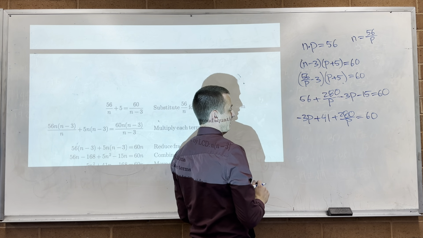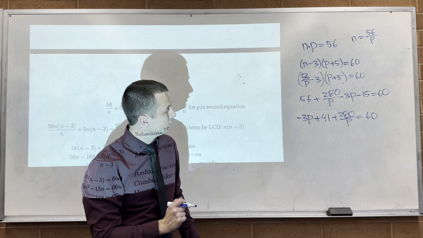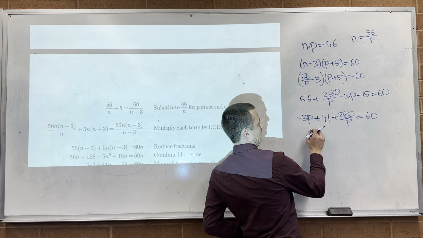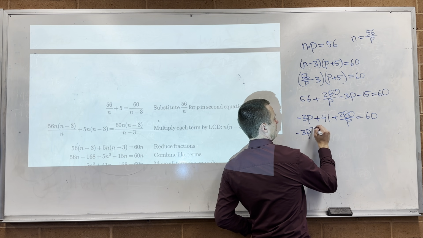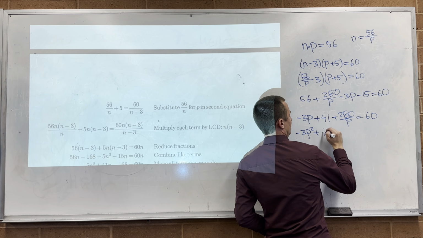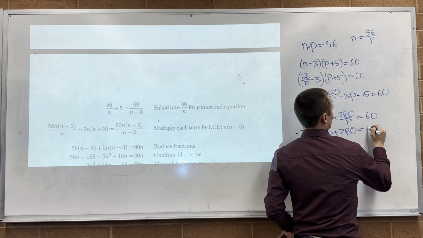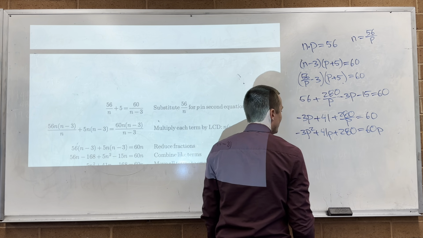Multiply through by p. Did we do the same thing? We didn't add a p to the 16. Now I'm going to multiply everything by p. Right. So I'm going to get negative 3p squared plus 41p plus 280 is equal to 60p.